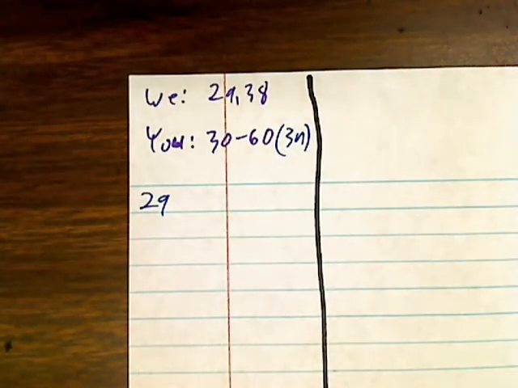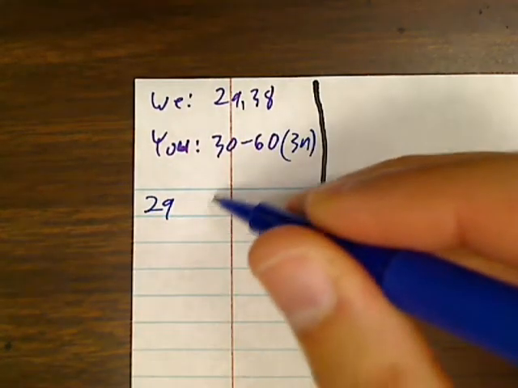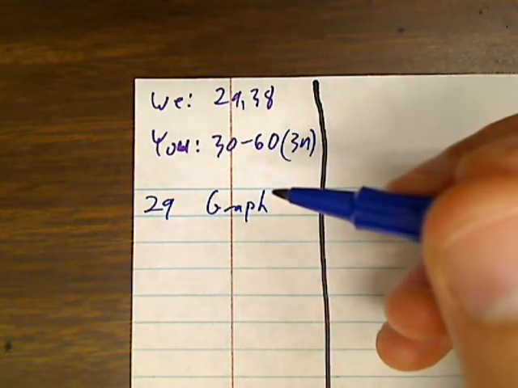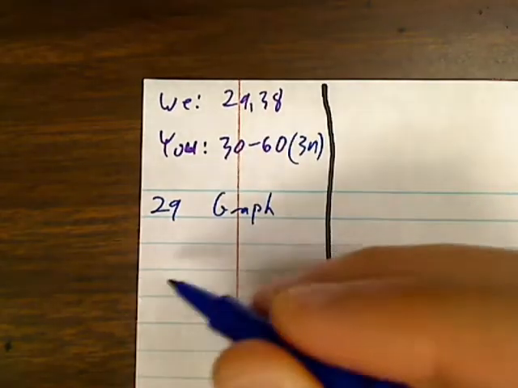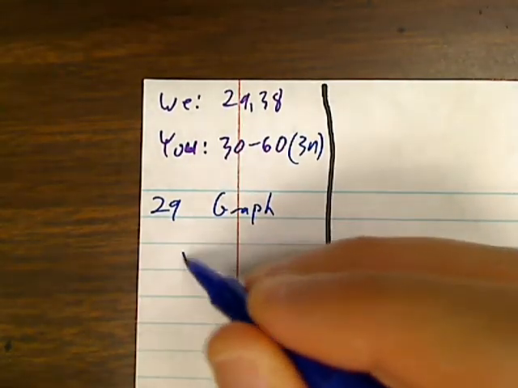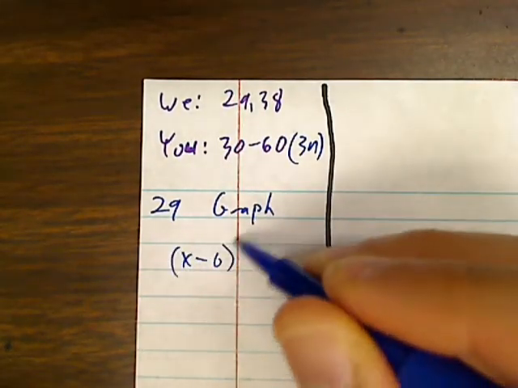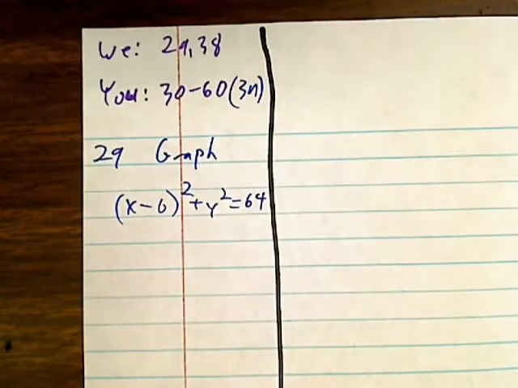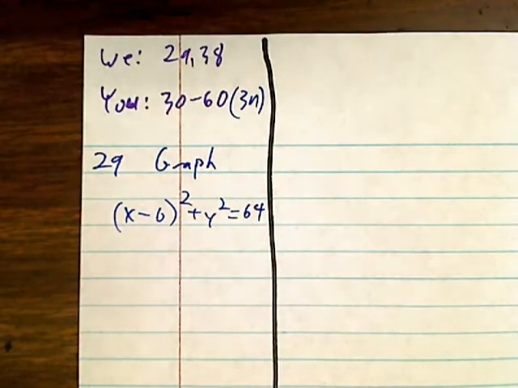Okay, 29 says, use the center and radius to graph the circle. So the instructions are graph (x minus 6) squared plus y squared equals 64. Sorry, x minus 6, plus y squared equals 64. Okay, go ahead and try to figure out the center and the radius, and then we haven't done a graph ever, but you should be able to wing it. Go ahead and try it.